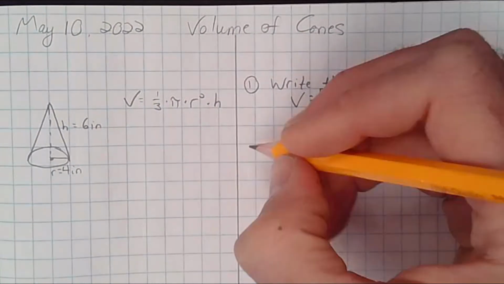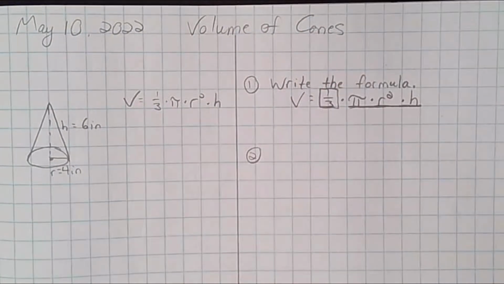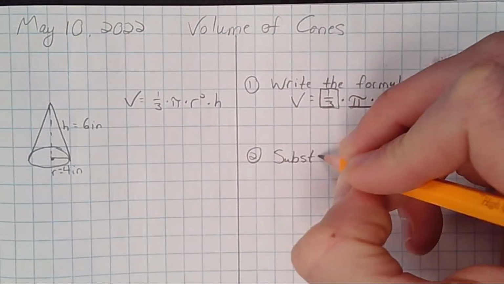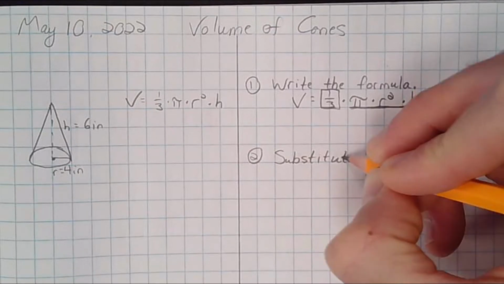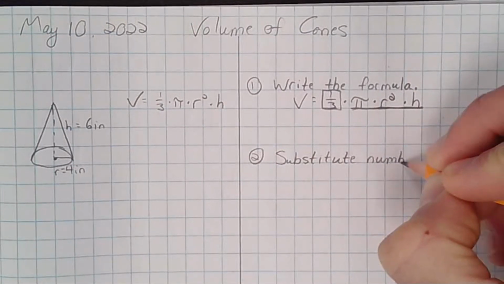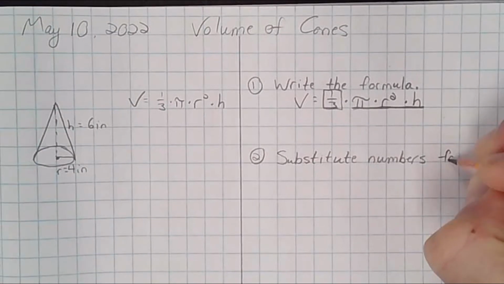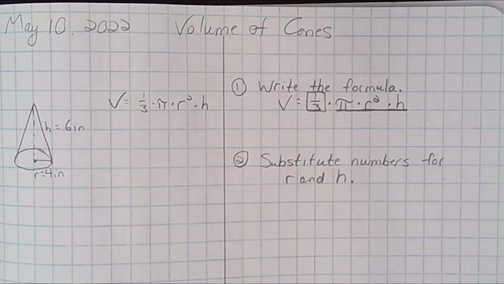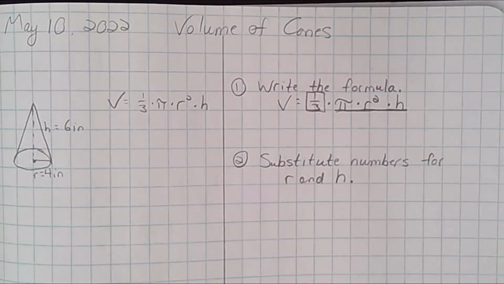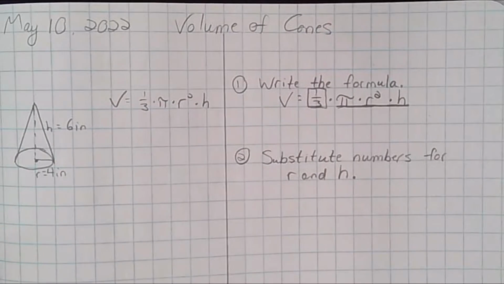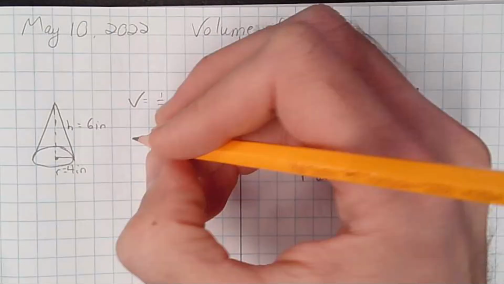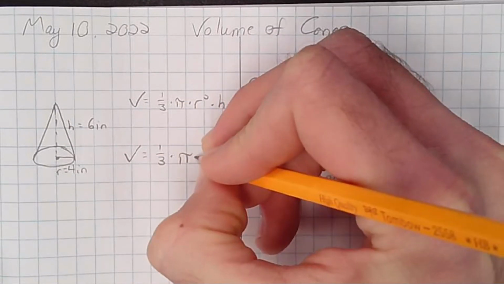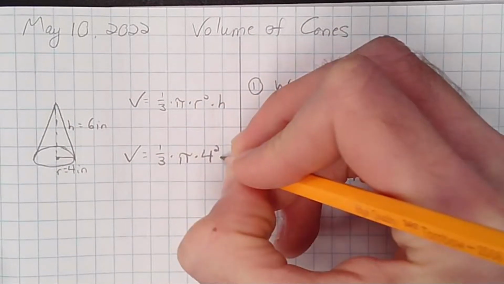Step 2. Substitute numbers for R and H. So we know the radius and we know the height. Let's rewrite the formula, but instead of writing R, we're going to write 4, and instead of writing H, we're going to write 6. So that's going to give us V is 1/3 times pi times 4 squared times 6.